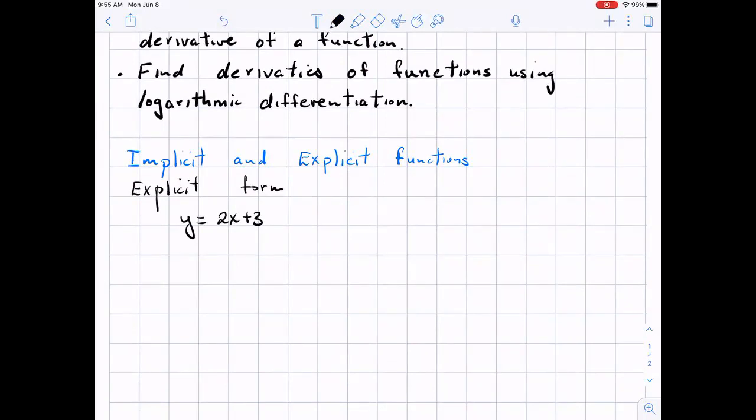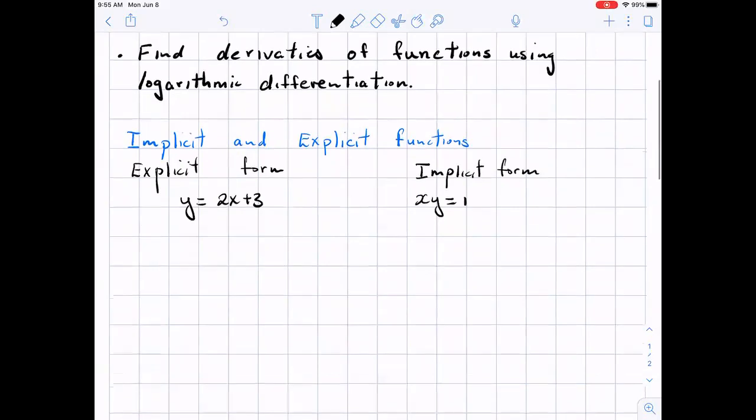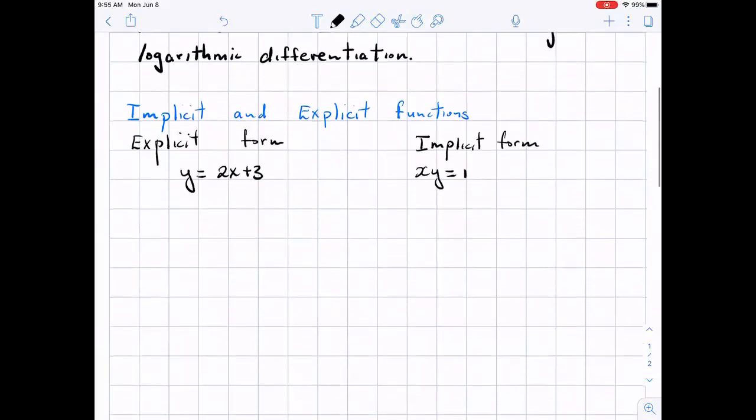Okay? On the other hand, if I have, let's say, xy is equal to, let's say, 1, this is an implicit form. Okay? So the explicit just means that we can isolate the y, and then y is by itself.